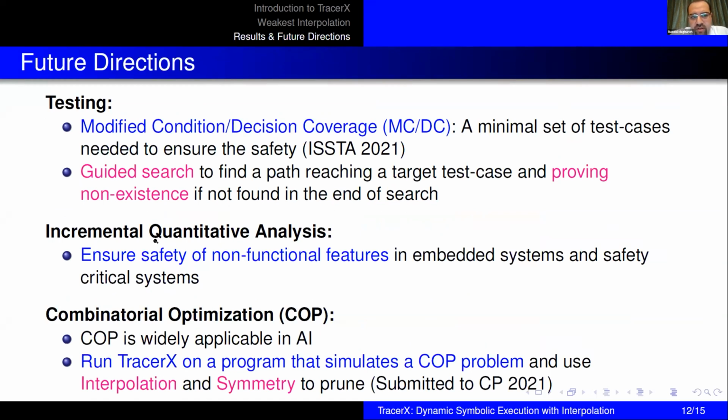We also are trying to use TracerX in the domain of incremental quantitative analysis, which is required for ensuring safety of non-functional features in embedded systems and safety critical systems. In addition to that, we hope to be able to use TracerX in combinatorial optimization, where we are trying to simulate a combinatorial optimization problem using a C program and then run TracerX to find an optimal solution for the initial problem. The results have been submitted to CP 2021.